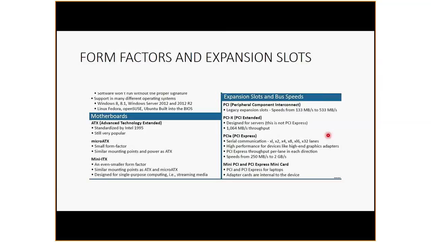16, 32 lanes, but it's full duplex, meaning that both devices are communicating at the same time. So faster speeds, better performance. And so that's why most high-end graphic cards are PCI Express, right?